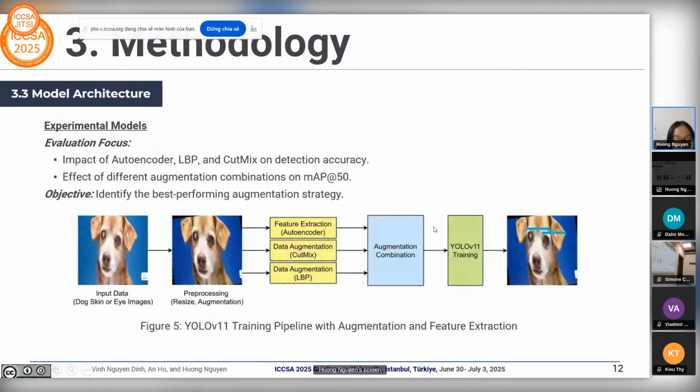And here's a quick look at the full training pipeline. We start with an input image, skin or IDC sample. After resizing and basic preprocessing, we apply three techniques: an autoencoder to extract meaningful features, LPP for texture enhancement, and CutMix to improve data diversity. And this output is then fed into YOLO version 11 for training.